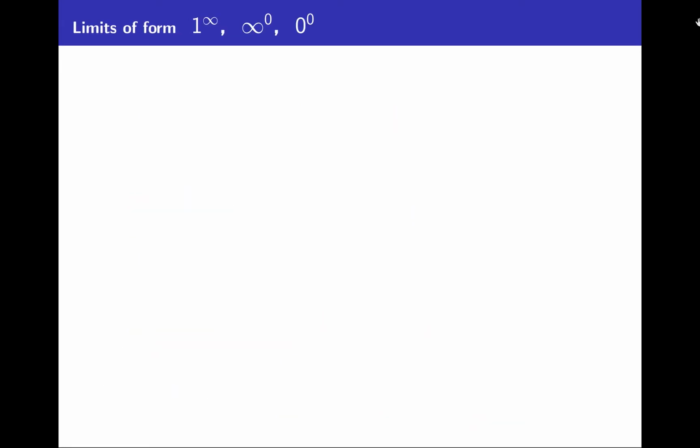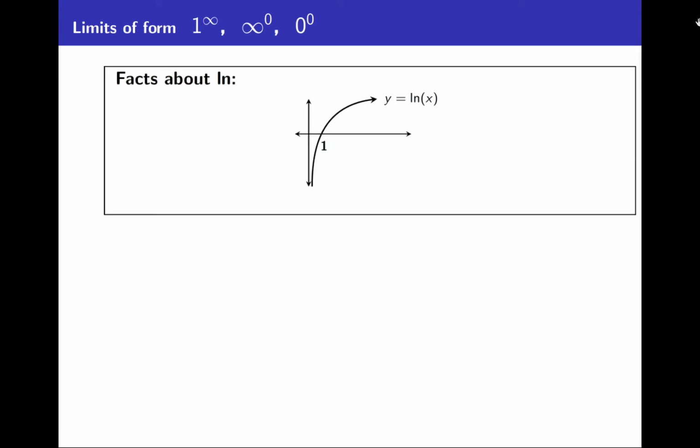Just one technique will work for all 3 of these. And that technique is going to involve the ln function. So let me first remind you of a few facts about ln. Its graph looks like this. Its x-intercept is 1, that is, ln of 1 equals 0.